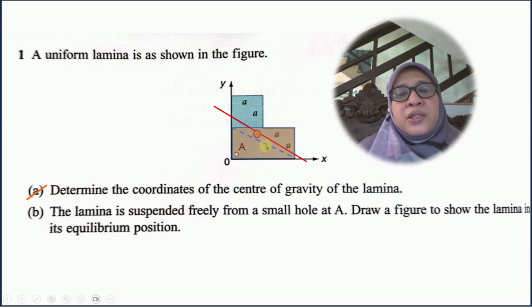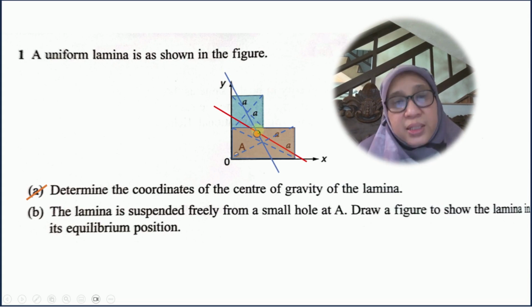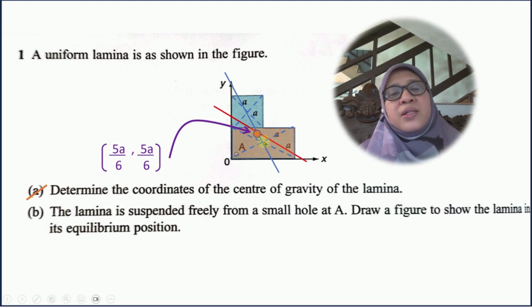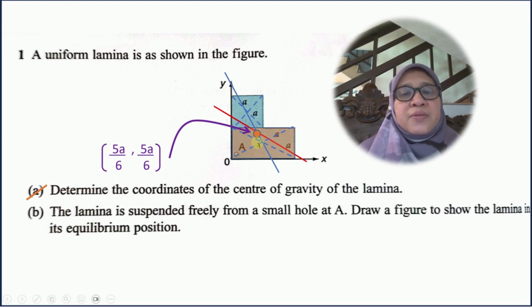Okay, so we determine the center of the rectangle and the center of the square, and we join their centers together. Then the intersection points will be the same as the previous method by calculation, which is 5/6 a and 5/6 a, the coordinate of the center of gravity. So that's the answer using another method.